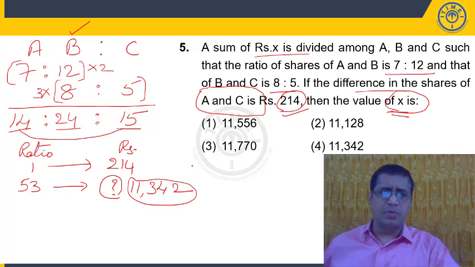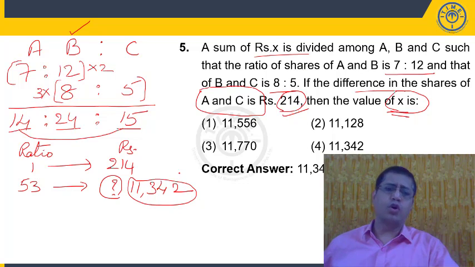We already discussed how to simplify in the previous sessions, in the speed math sessions and so on. So just apply the same logics and concepts here. The value is 11342. One part is equal to 214, 53 parts is equal to 11342.